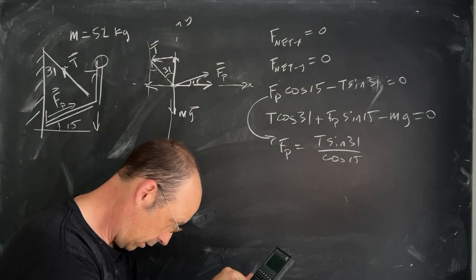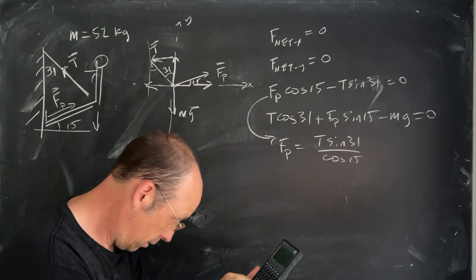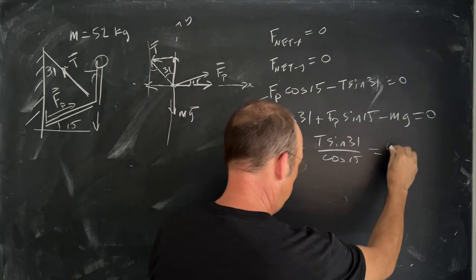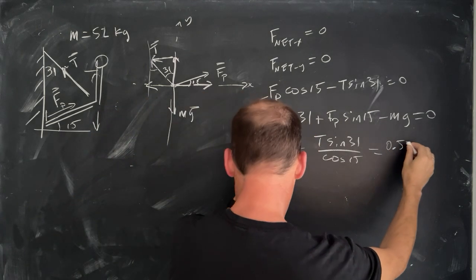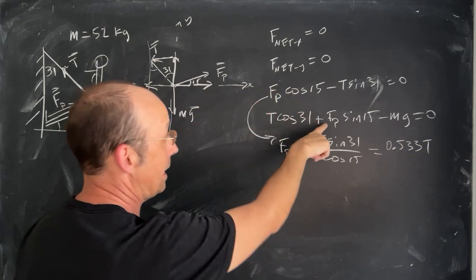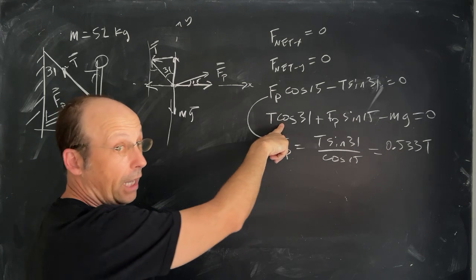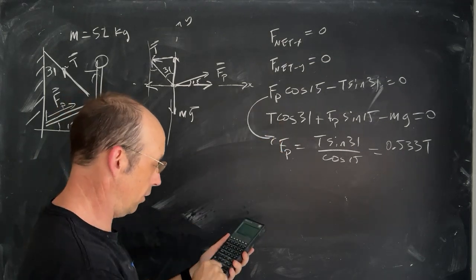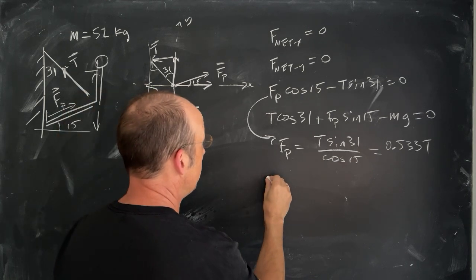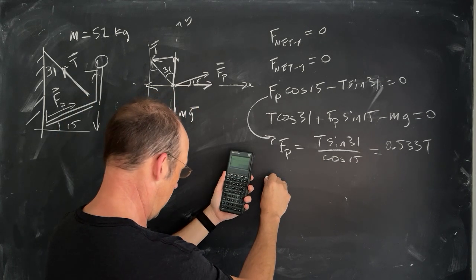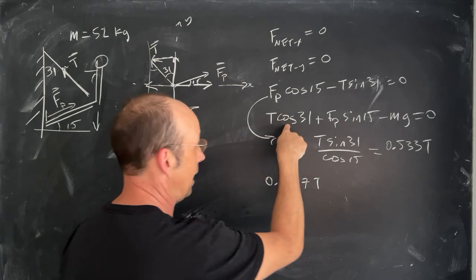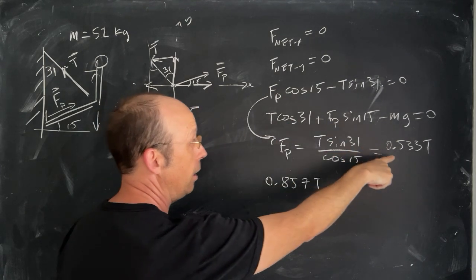Okay, so I have 31 sine, 15 cosine, divided by. So this is going to be equal to 0.533t. Now I can take that and put it into this equation. I'm going to go ahead and write these as numbers too. So cosine 31 is 0.857. So 0.857t, that's that number. And then I have FP, which is this.